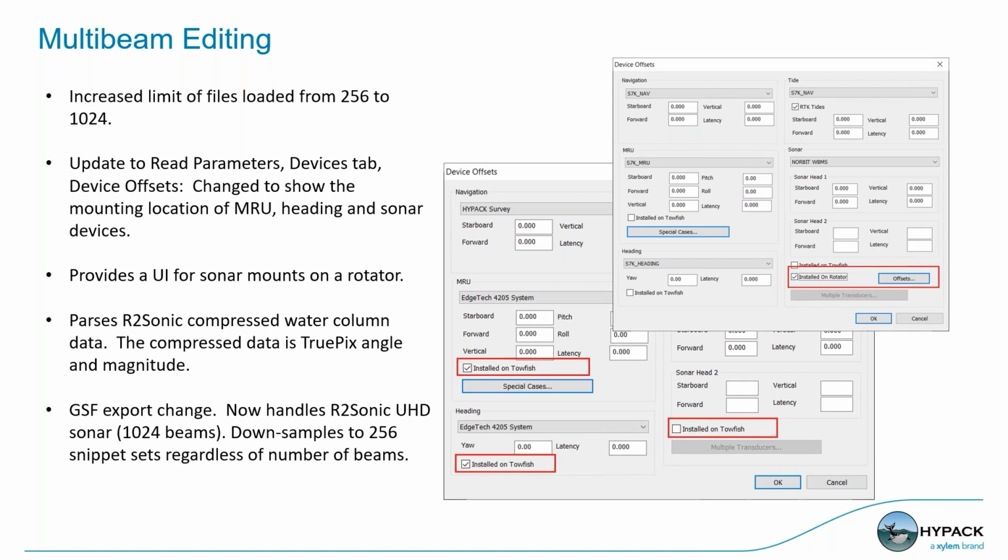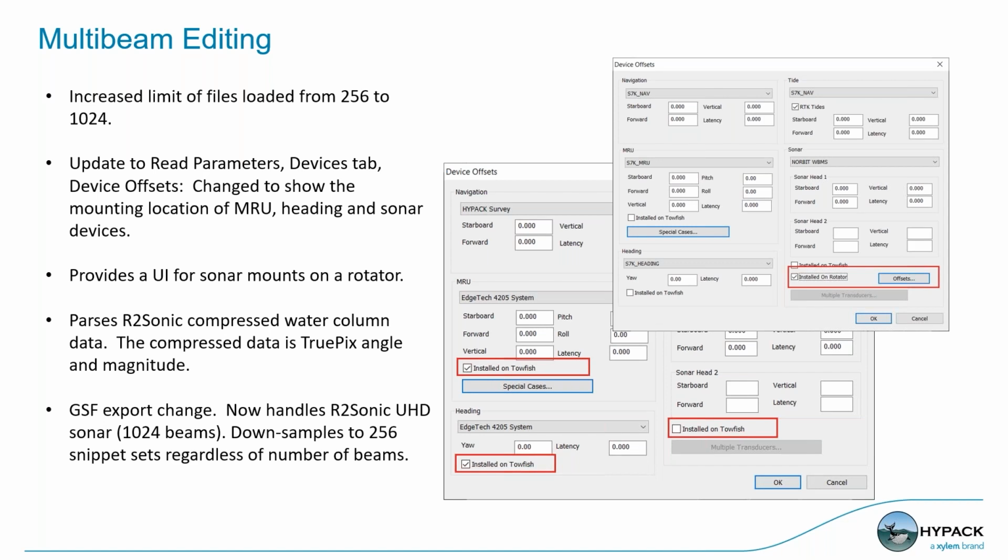And then we also updated the read parameters device tab. If you go in there, it changes to show the mounting location of the MRU, heading, and your sonar devices. And then we also provide the sonar mounting on a rotator. So if it's installed on a towfish, you can now check that. And then it parses the Arctisonic compressed water column data and compresses the data in TruePix angle and magnitude.